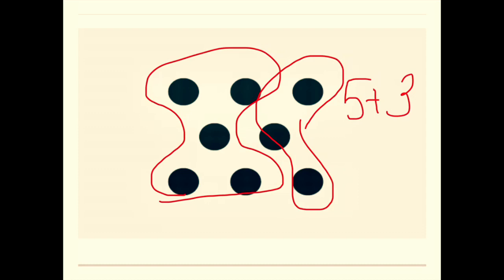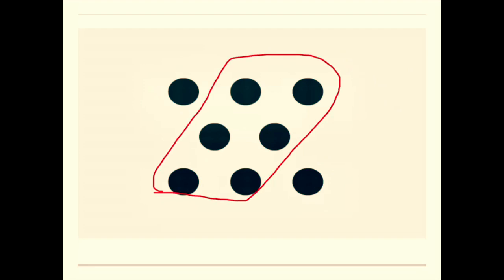And if I don't remember what that is, I can go ahead and count on. So I can say 5, 6, 7, 8. And so I figured out how many there are altogether. But this is the only way that we can make 8 using this pattern. Let's see if we can find a different combination.